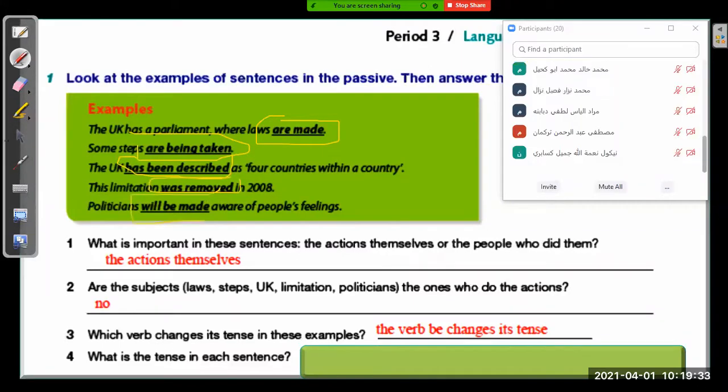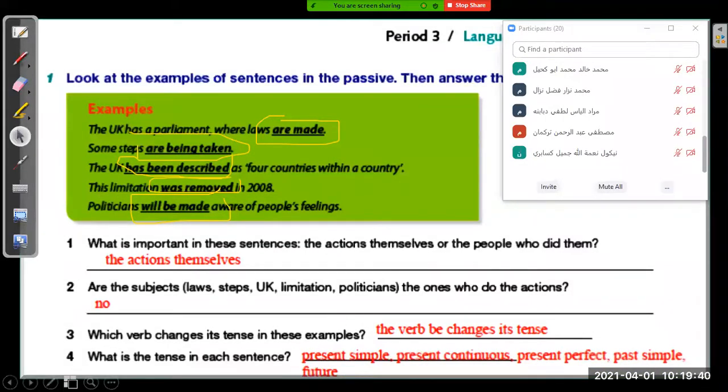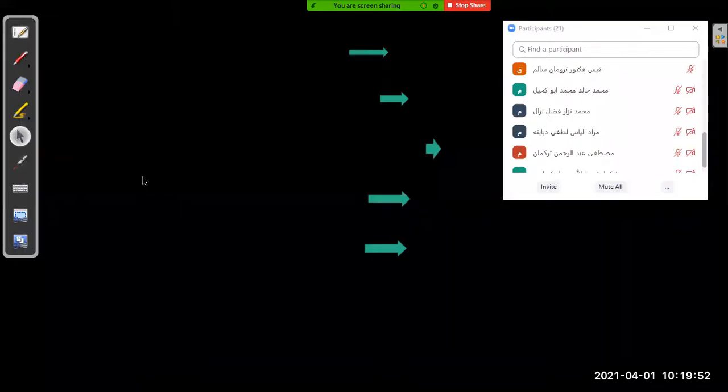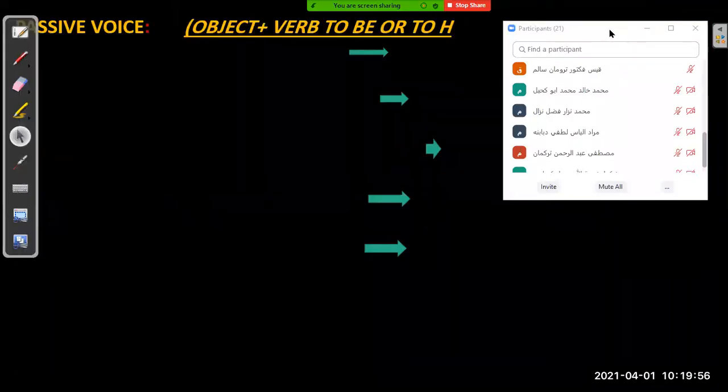Now I'll just show you the answers. You can screenshot right now. They are in order and sequence. Now, what we are going to do is look at it again. The present simple, present continuous, present perfect, and perfect continuous, and the simple past and the simple future. Look at the activity here. Passive voice: object, verb to be or to have, and the past participle.